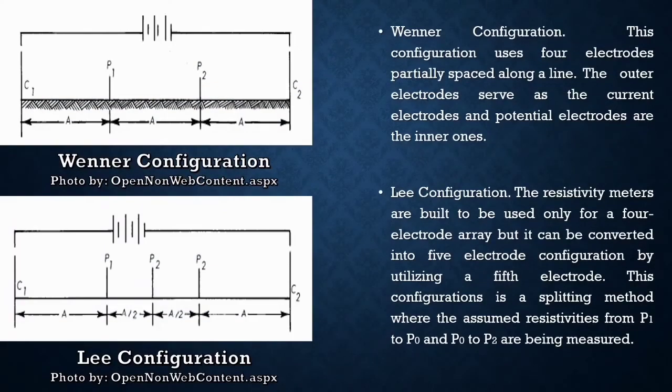Wenner configuration. This configuration uses 4 electrodes equally spaced along a line. The outer electrodes serve as the current electrodes, and the inner ones are the potential electrodes. Lee configuration. The resistivity meters are built to be used only for a 4 electrode array, but it can be converted into a 5 electrode configuration by utilizing a 5th electrode. This configuration is a splitting method where the assumed resistivities from P1 to P0, and P0 to P2 are measured.